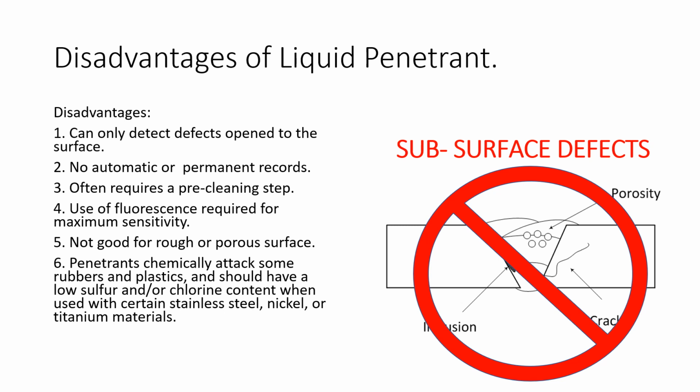Some of these penetrants can attack rubbers and plastics, and they should have a low sulfur or low chlorine content when we're using them with stainless steels, nickels, and titanium materials.